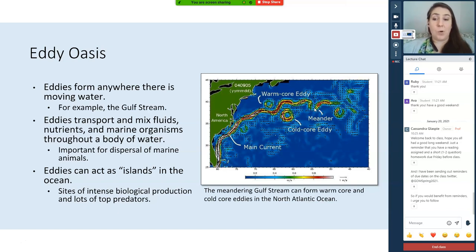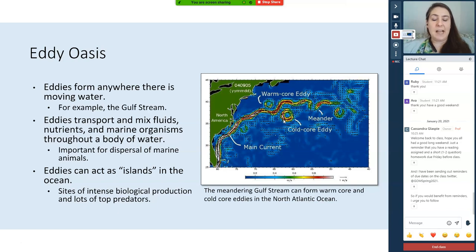Eddies are really important. They transport and mix fluids. So they're sending fluids essentially from the Gulf Stream, in this case, out across the Atlantic Ocean to different locations. They mix nutrients and marine organisms, so you can disperse marine animals using these eddies. It's essentially a way of delivery of all of these materials.